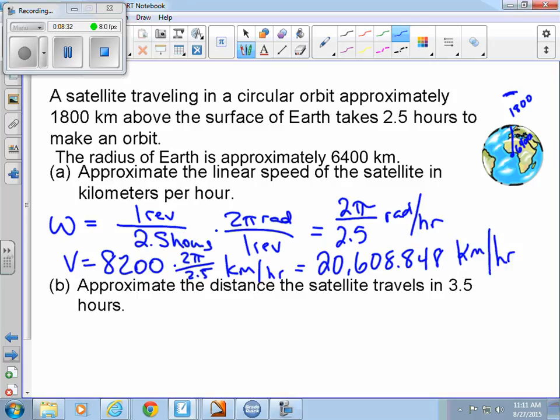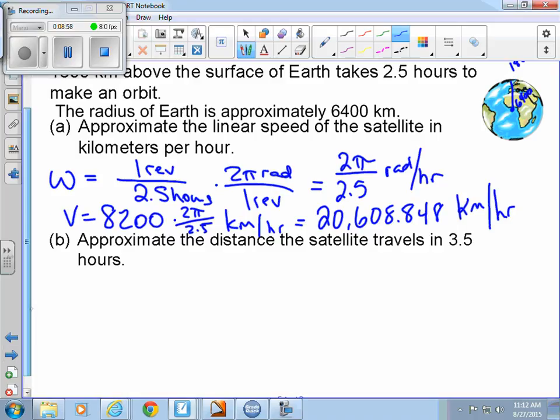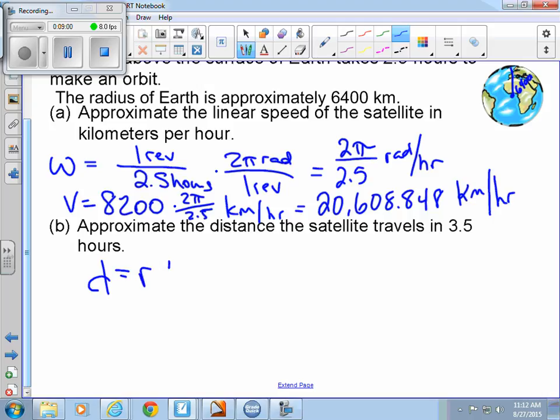Okay, any questions on that? Approximate the distance the satellite travels in 3.5 hours. How do you find distance once you know a rate? This is actually back to algebra 1. Multiply it. Doesn't distance equal rate times time? Keep that formula in mind. Occasionally it pops back up. If you want time, you divide distance by the rate.